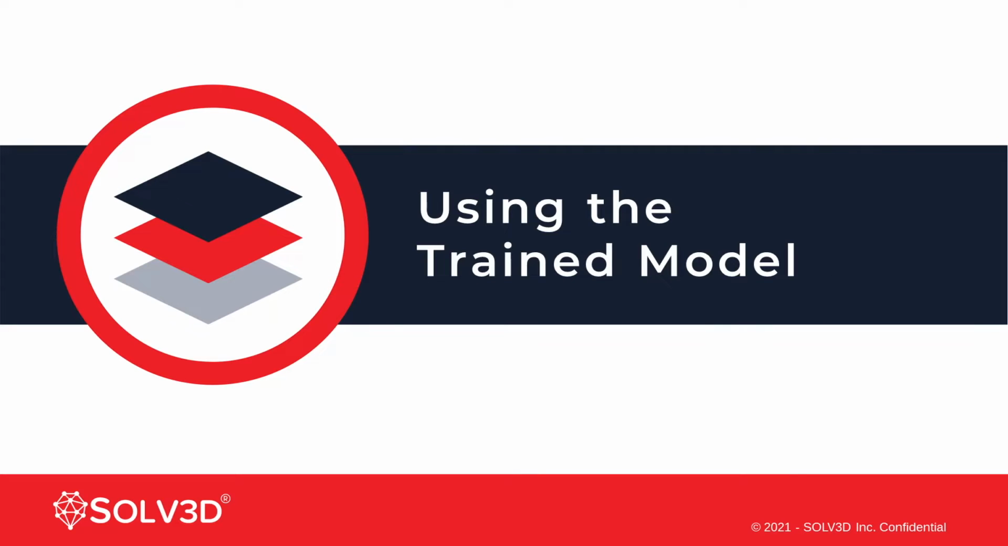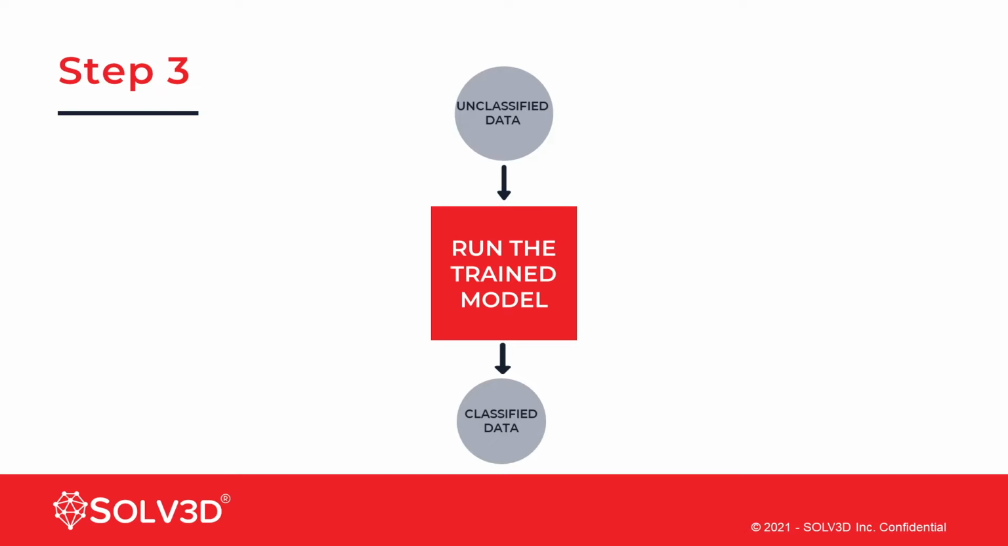Perfect. So let's talk about using this trained model then, Brad, and how do we go about using it? So as we saw in the previous video, we now have that trained model. The intent here is to take unclassified data that's just been collected in the field, that's not been run through any other software packages, and to run it against that trained model to end up with classified data. So let's take a look.